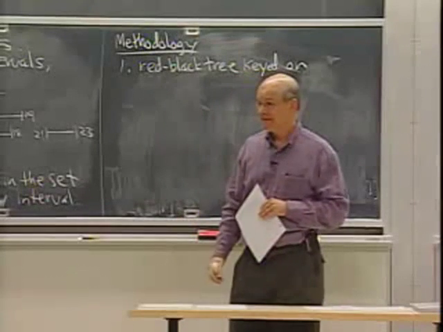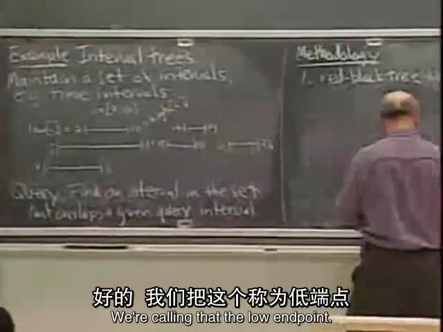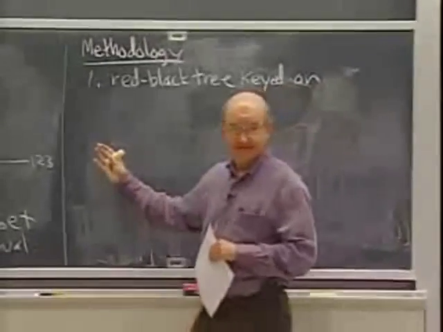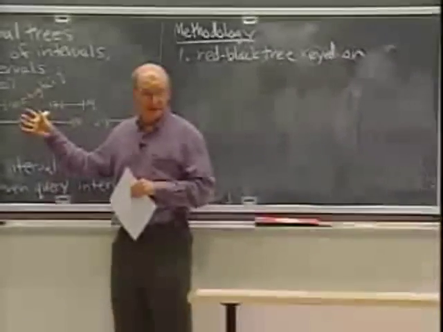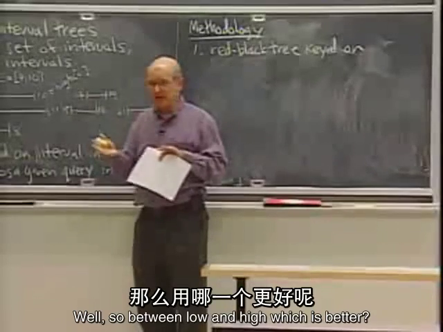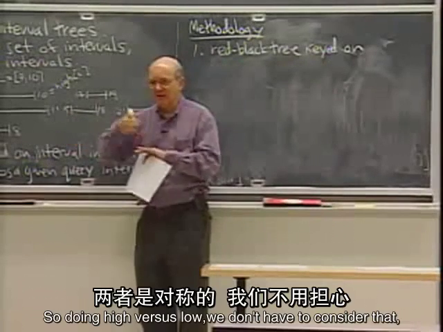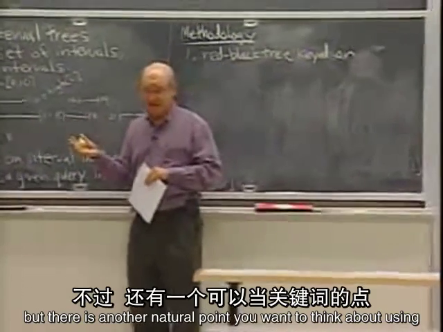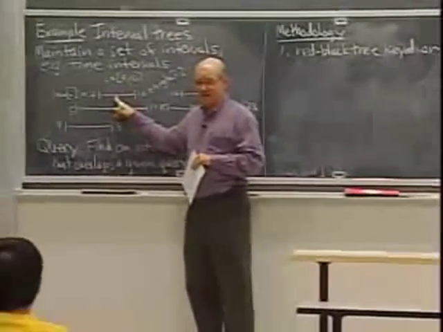Yeah, so we're calling that the low. The low endpoint. Okay. You can do low endpoint. What other ideas are there? High endpoint. Okay, now you can look at low endpoint, high endpoint. Okay. Well, so between low and high, which is better? Yeah, that one's not going to matter, right? So doing high versus low, don't have to consider that. But there's another natural point to want to think about using, right? Like the median, the middle point. Okay, at least that's symmetric.